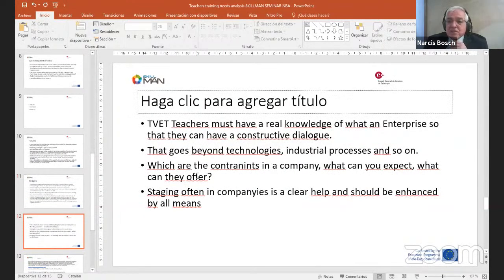TVET teachers must have a real knowledge of what an enterprise is, so that they can have a constructive dialogue. That goes beyond technologies, industrial processes, and so on. What are the constraints in a company? What can you expect? What can they offer? Staging, often in companies, is a clear help and should be enhanced by all means.